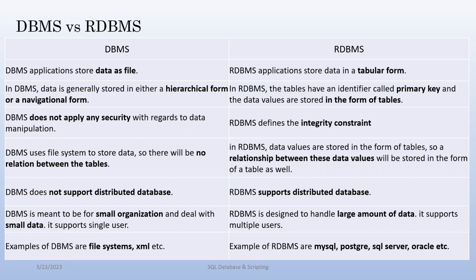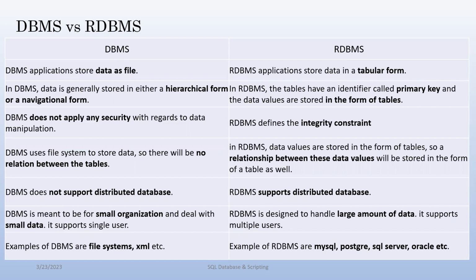But now the current RDBMS application stores the data in tabular form. That's why in the example I said table A and table B. So we just follow the tabular form in the RDBMS. In the DBMS they use a hierarchical or navigational form, but we just use a primary key, foreign key relationship. And in DBMS there is not much of a security concept like SSL or TLS. It is not applicable. But RDBMS defines integrity constraints, a lot of constraints we can apply in a security manner.